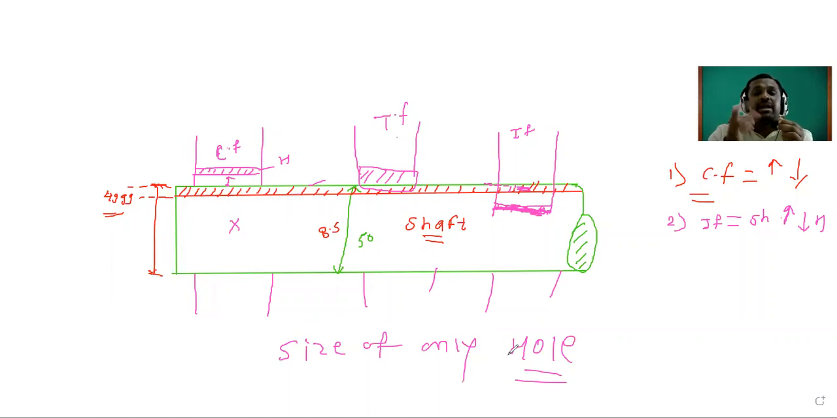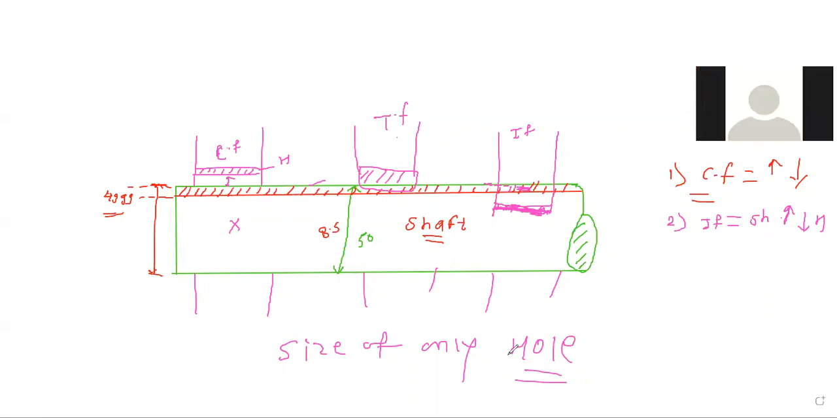According to our fit requirement, we have to change the size of the hole only. If you have produced the hole small, it will become the interference. If you have produced the hole big, it will become the clearance. In between, it will be the transition. Such types of fit will be produced. So, understood? Yes or no?